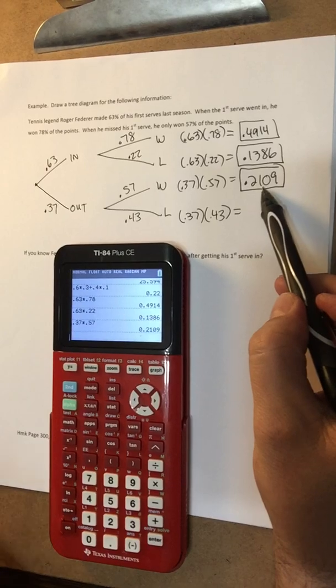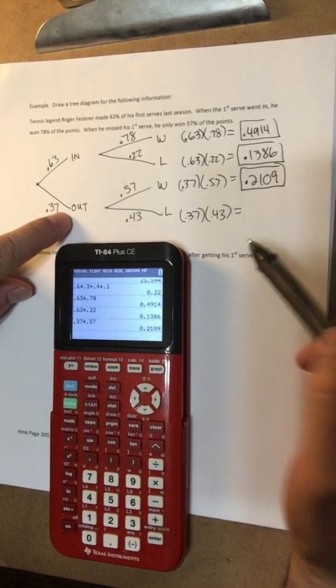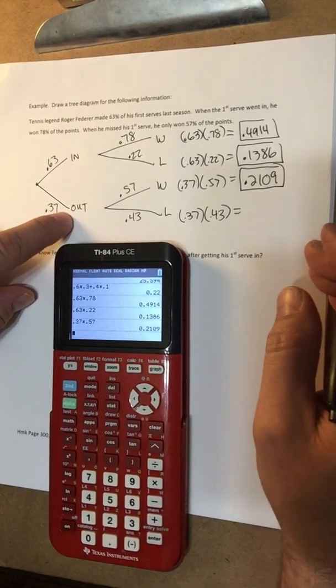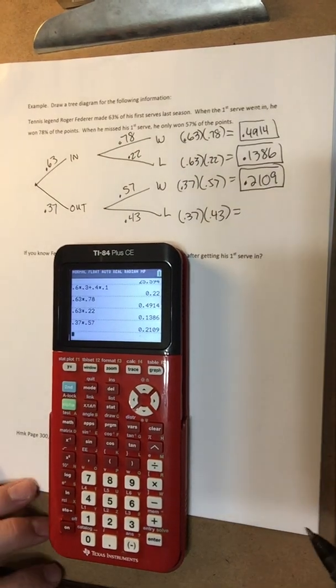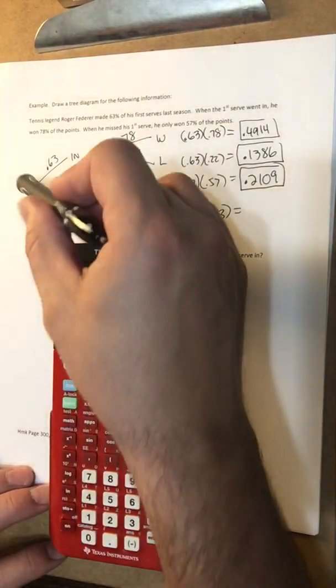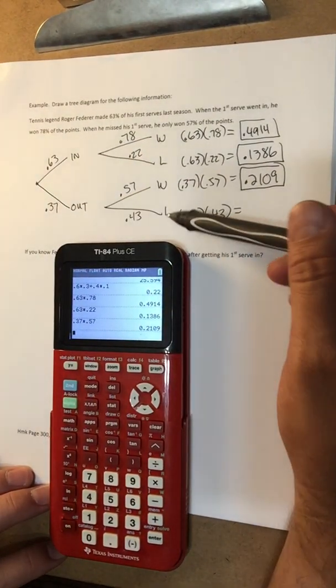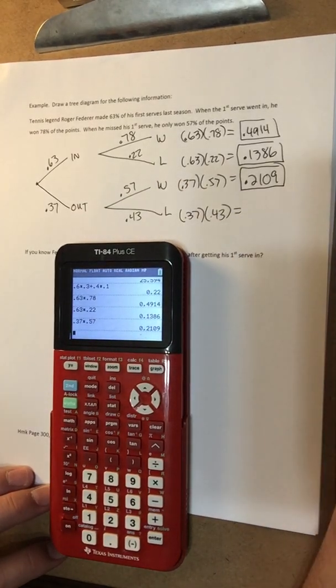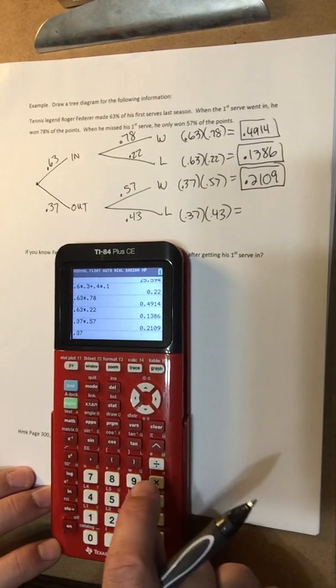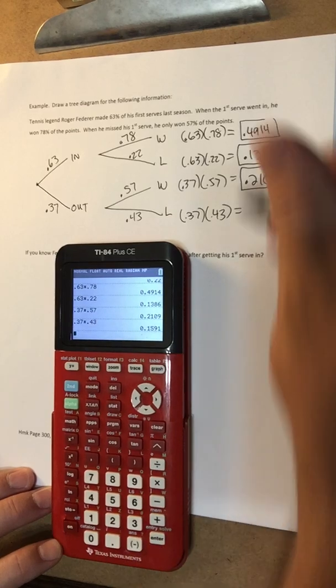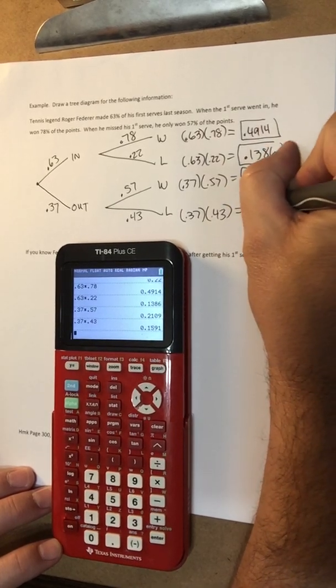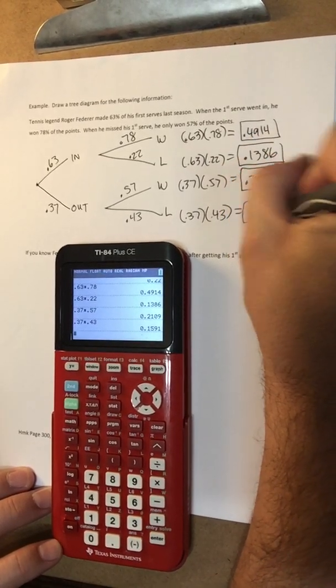0.37 times 0.57. That's 0.2109. So there's a 20% chance that when his first serve went out and he got a second serve and he won the point, that's 21%. And then the last option is the first serve went out and then he lost the point. Whether he got the second serve in or not, he lost the point. So that's 0.37 times 0.43. So that's a pretty thorough tree diagram right there, right?